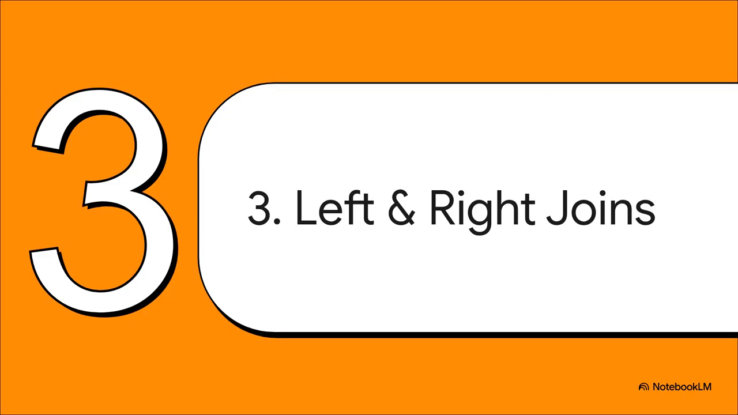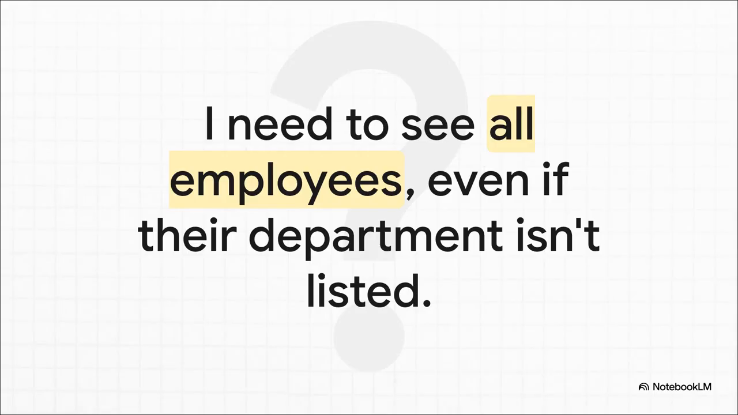All right, that brings us to section 3, left and right joins. So your supervisor comes back, they look at the report and go, "This is good, but wait, some employees are missing. I need to see all of them, even if we don't have a department listed for them yet." And just like that, our inner join is too restrictive. The game has changed, and we need a different tool for the job.